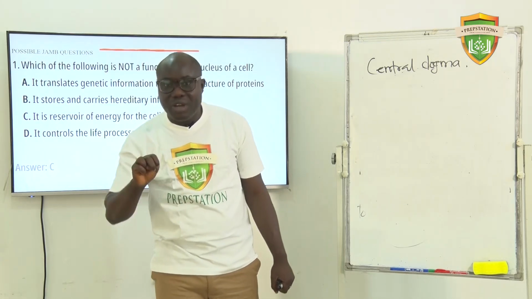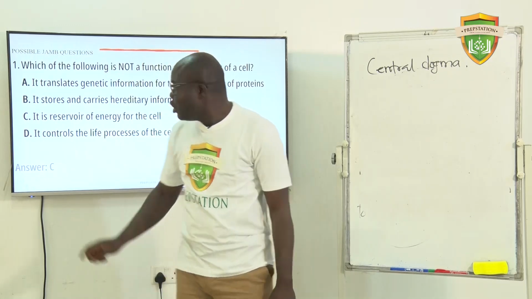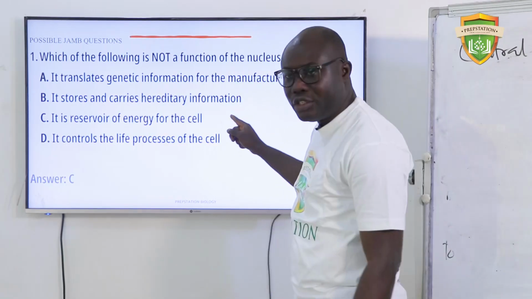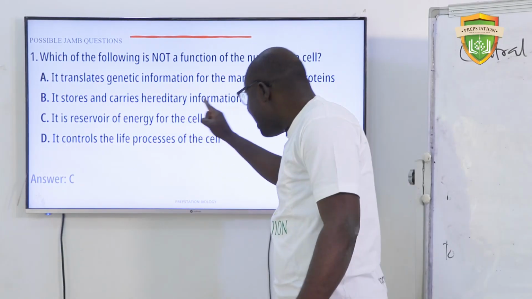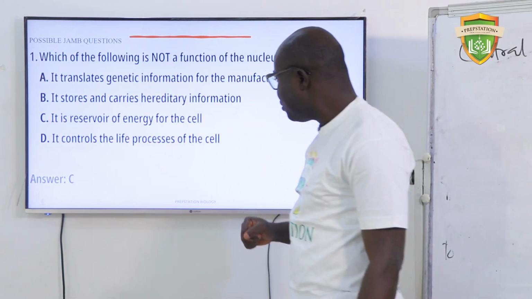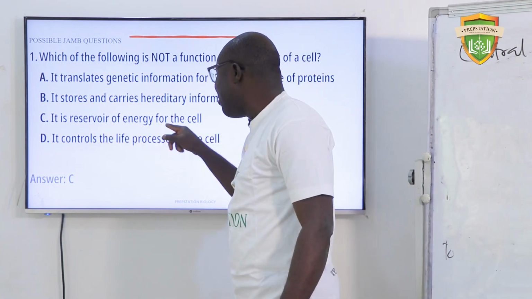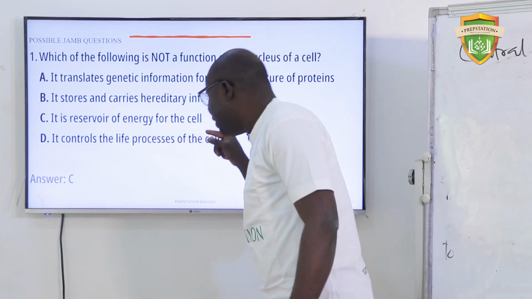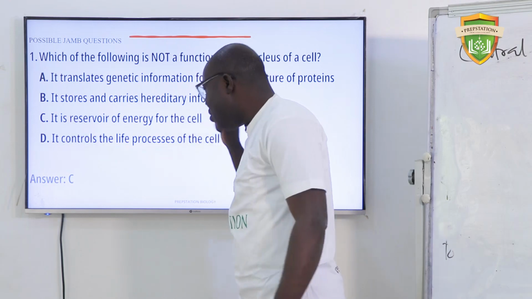You have part of her DNA in you. So this is also correct, because that DNA now is needed for heredity to take place. Then the next one: it is reservoir of energy for the cell.